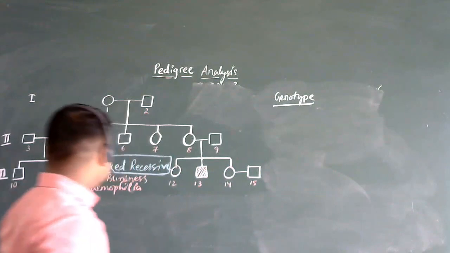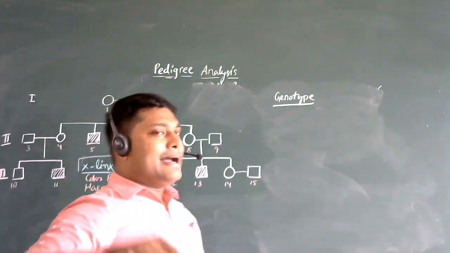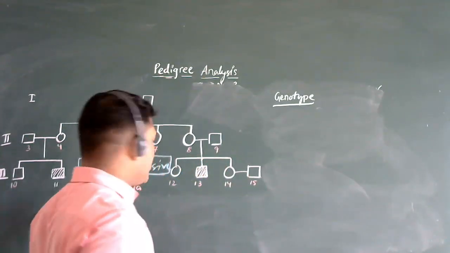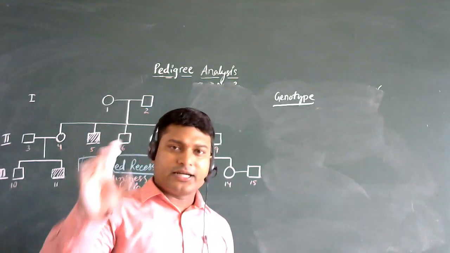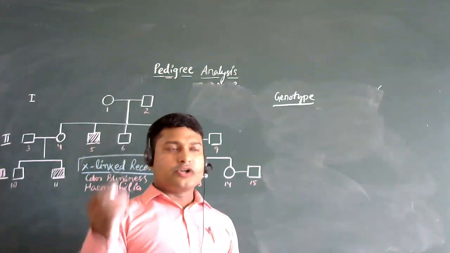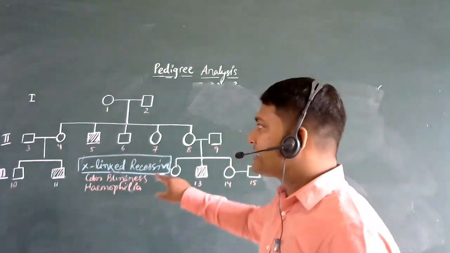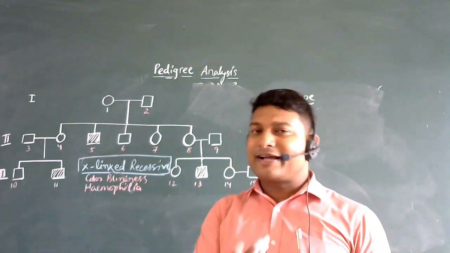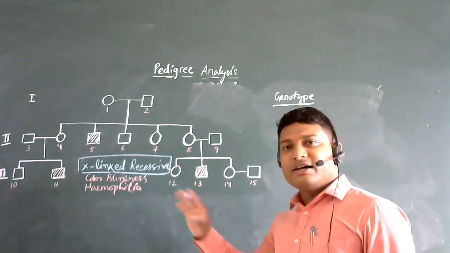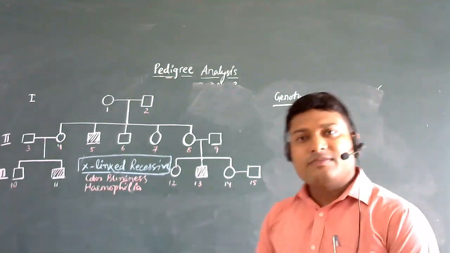We all know that this particular trait is going to be X-linked recessive. Now you need to identify an X-linked recessive trait. We know that it is going to be color blindness or hemophilia. One thing to remember: most of the time in your examination, you are going to get a pedigree. It is going to be either autosomal dominant or recessive, or X-linked recessive. X-linked dominant, typically they are not asking, based on previous year questions, and they will ask you X-linked recessive only.